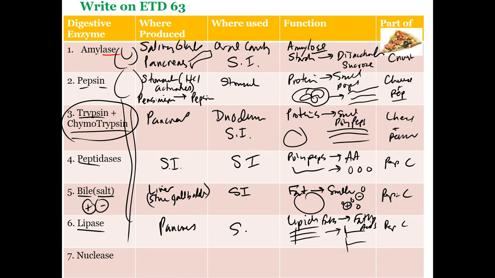Where's it going to be used? It's going to be used in the small intestine, introduced in the duodenum, right? Then there's this stuff called nuclease. The name tells you, hey, it goes after nucleic acids like DNA and RNA.